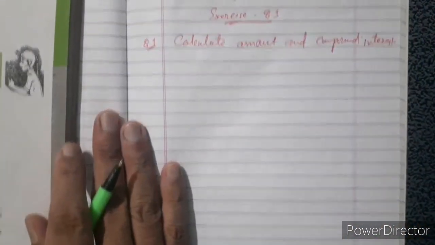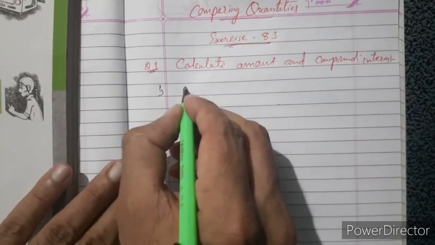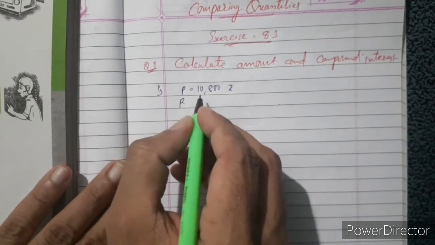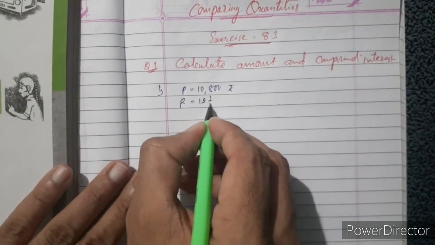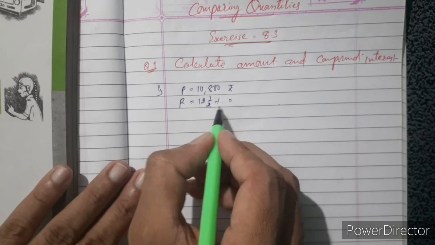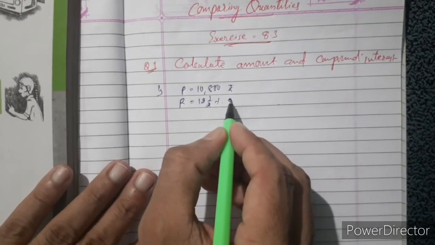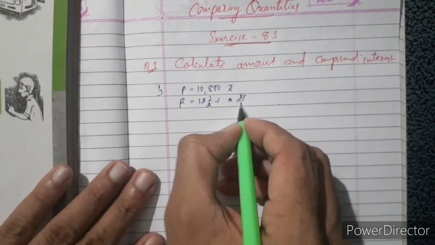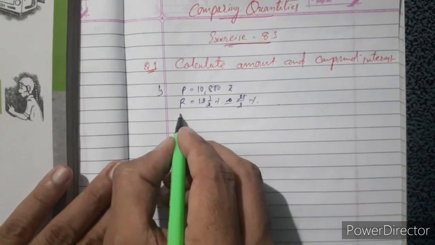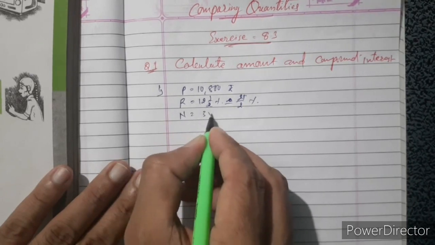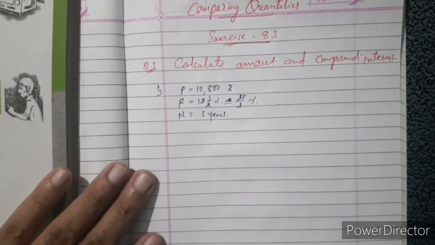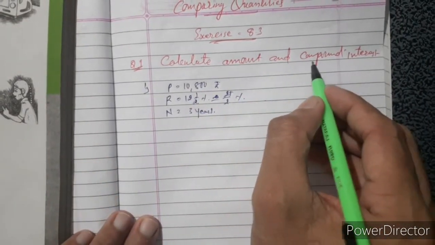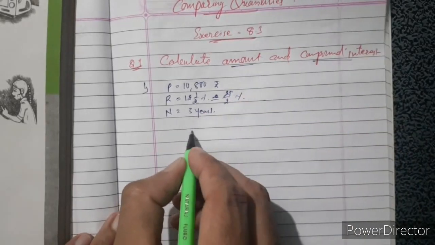Let me write. In the first one, P equals 10,800 rupees. Rate is 12 and 1/2 percent, that means 12 twos are 24 and 1, 25/2 percent. Then n equals 3 years. Now, what do we want to find out? Compound interest and amount. So first we find out the amount.